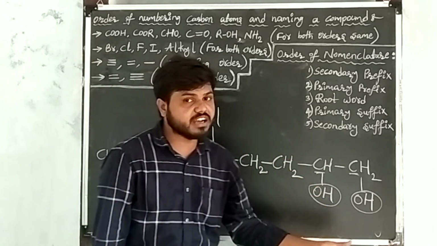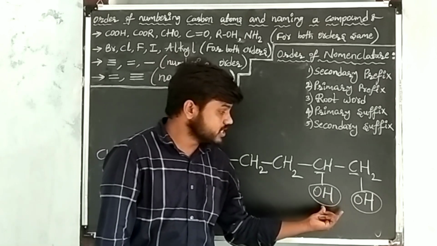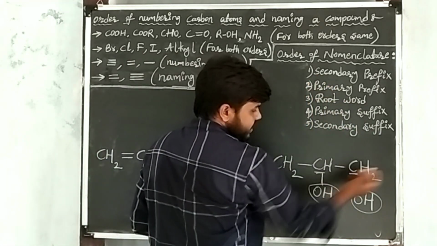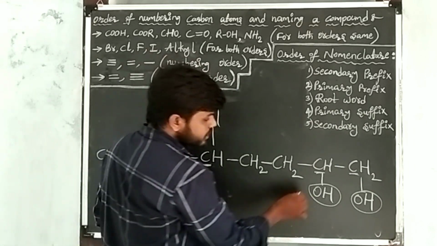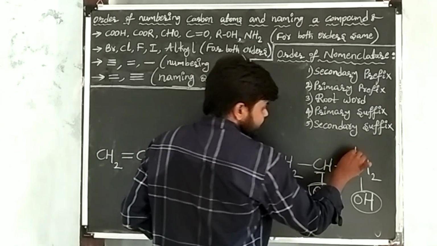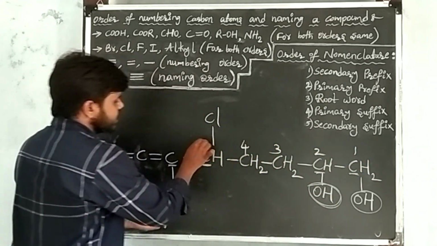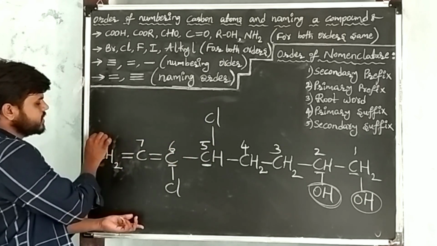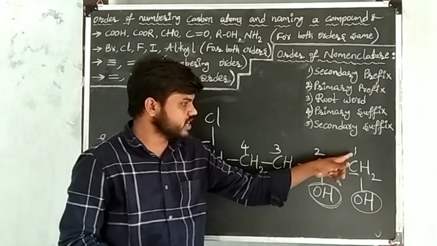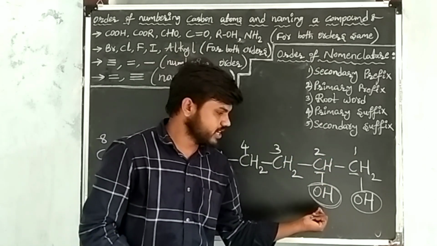This means the alcohols should get the least numbers. That's why you should start from the right side. We should give the least positions to each alcohol. First carbon, second carbon, third carbon, fourth carbon, fifth carbon, sixth carbon, seventh carbon, eighth carbon. See, these two alcohols are getting the least positions: one is first position, another is second position. The least numbers are getting assigned, right?